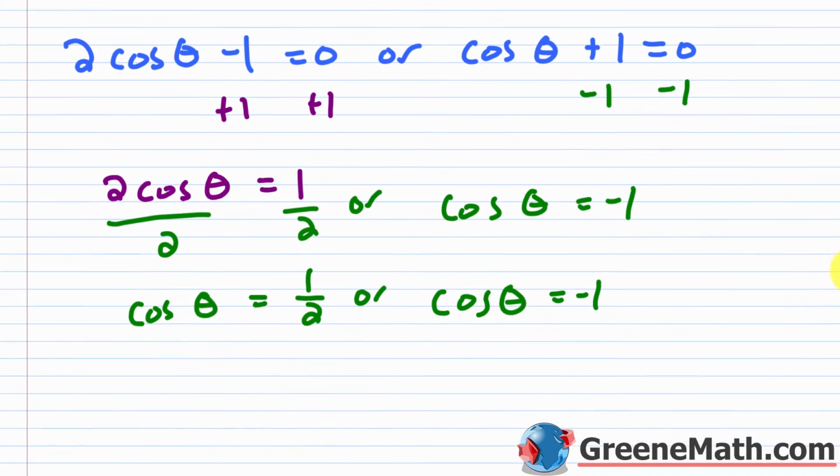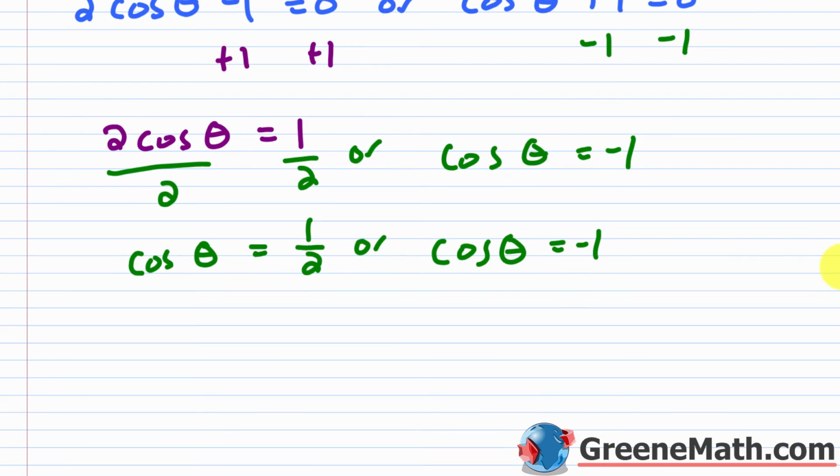Okay, so you see what we're doing here. We basically have to solve this guy and then this guy. So where's cosine going to be equal to 1/2? Remember, cosine is positive in quadrants 1 and 4. And we know that cosine of 60 degrees is 1/2. So basically, you would want a 60-degree reference angle in quadrant 4. So that would be 300 degrees, right? So you'd want 60 degrees and then 300 degrees.